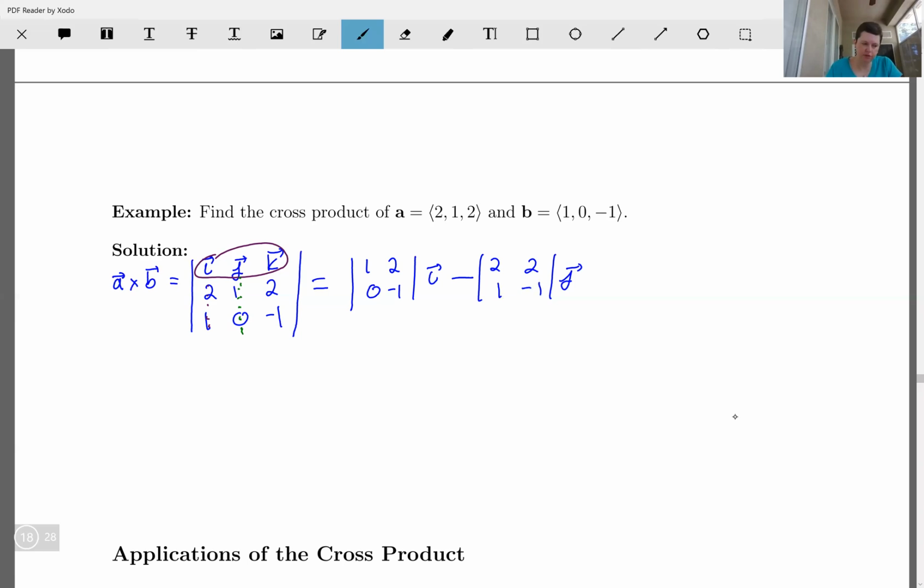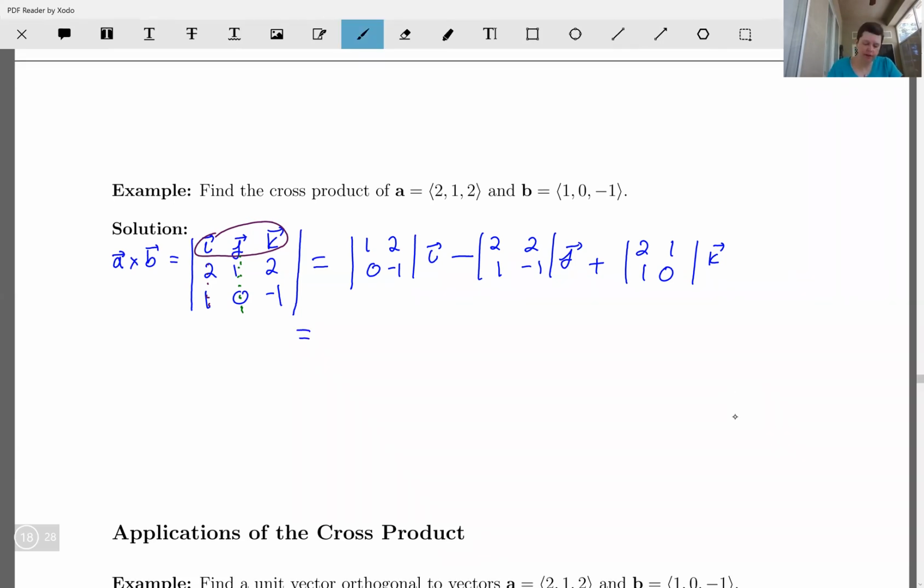And finally, my last matrix, I just knock out the third column, so that leaves me with the first row of 2, 1 and 1, 0. When I say knock out the third column, I mean and the first row. Okay, so let's work this out. I'm going to get the quantity of 1 times negative 1 minus 0 times 2 times my unit vector I, minus the quantity 2 times negative 1 minus 1 times 2 times unit vector j, plus the quantity 2 times 0 minus 1 times 1 times the unit vector k.